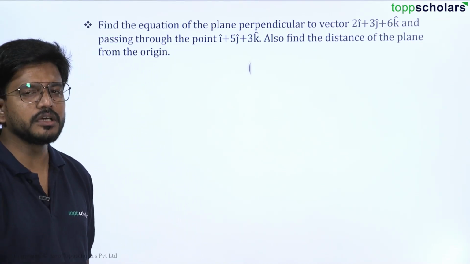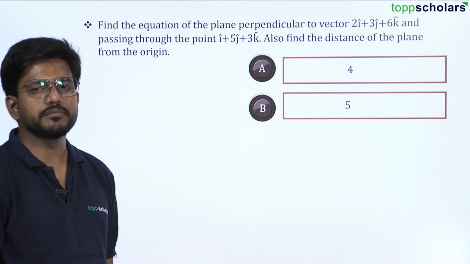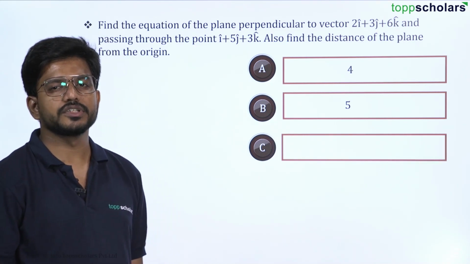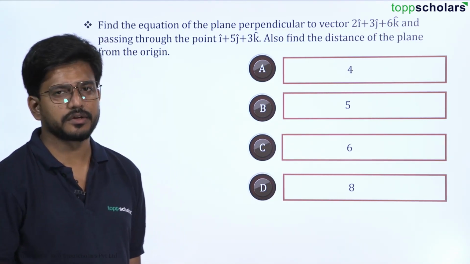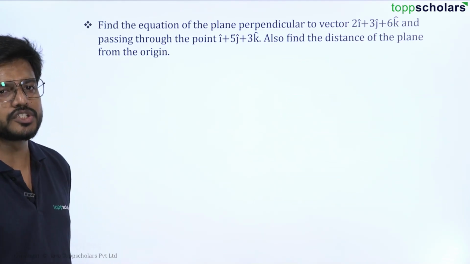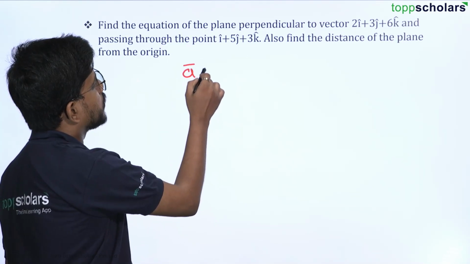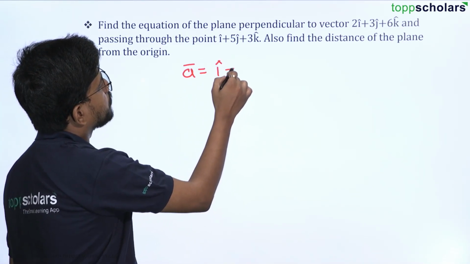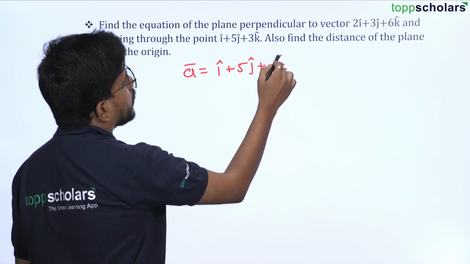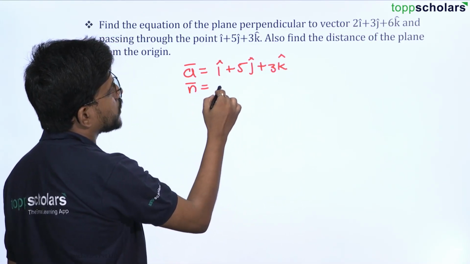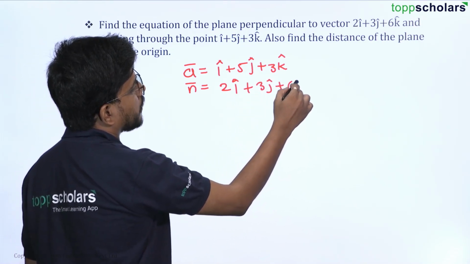Pretty simple question. Okay, so the options are, option A is 4, option B is 5, option C is 6 and option D is 8. Let us move on with the solution. So simply I have been given a point through which the plane passes. So a bar can be taken as i cap plus 5j cap plus 3k cap, right, and it is perpendicular to a vector, that means n bar is given 2i cap plus 3j cap plus 6k cap, right.